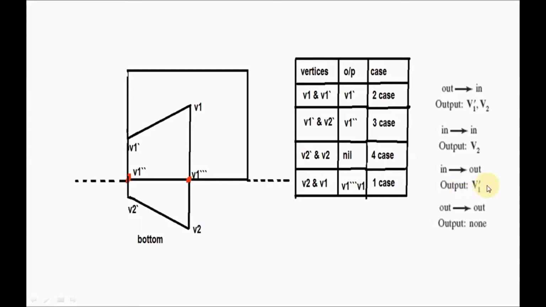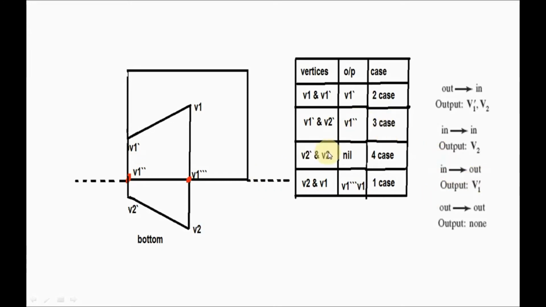What is the output? The intersection point should be the output. So what is my output here? v1 double dash, because this is the intersection point. The output is v1 double dash, the intersection point, because one is inside, one is outside. v2 dash is outside, v1 dash is inside. So the output is the intersection point, that is v1 double dash. That is the third case.